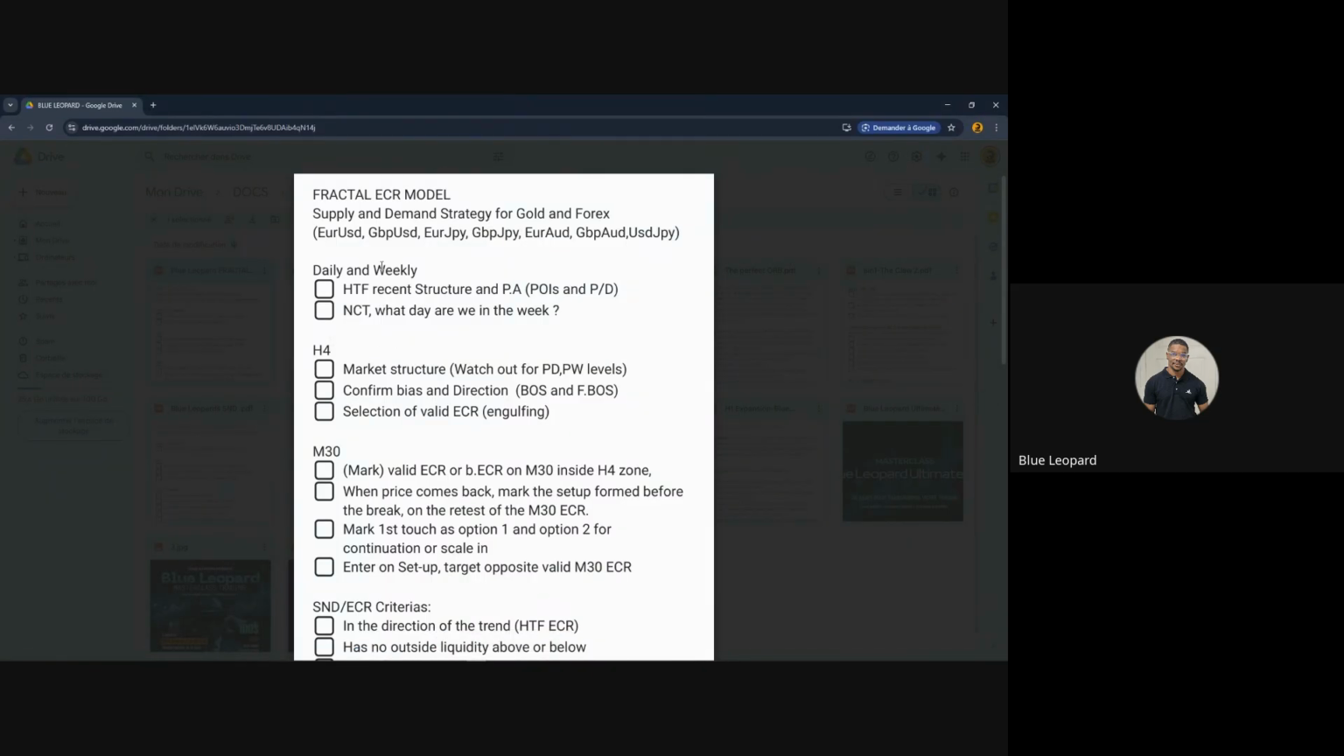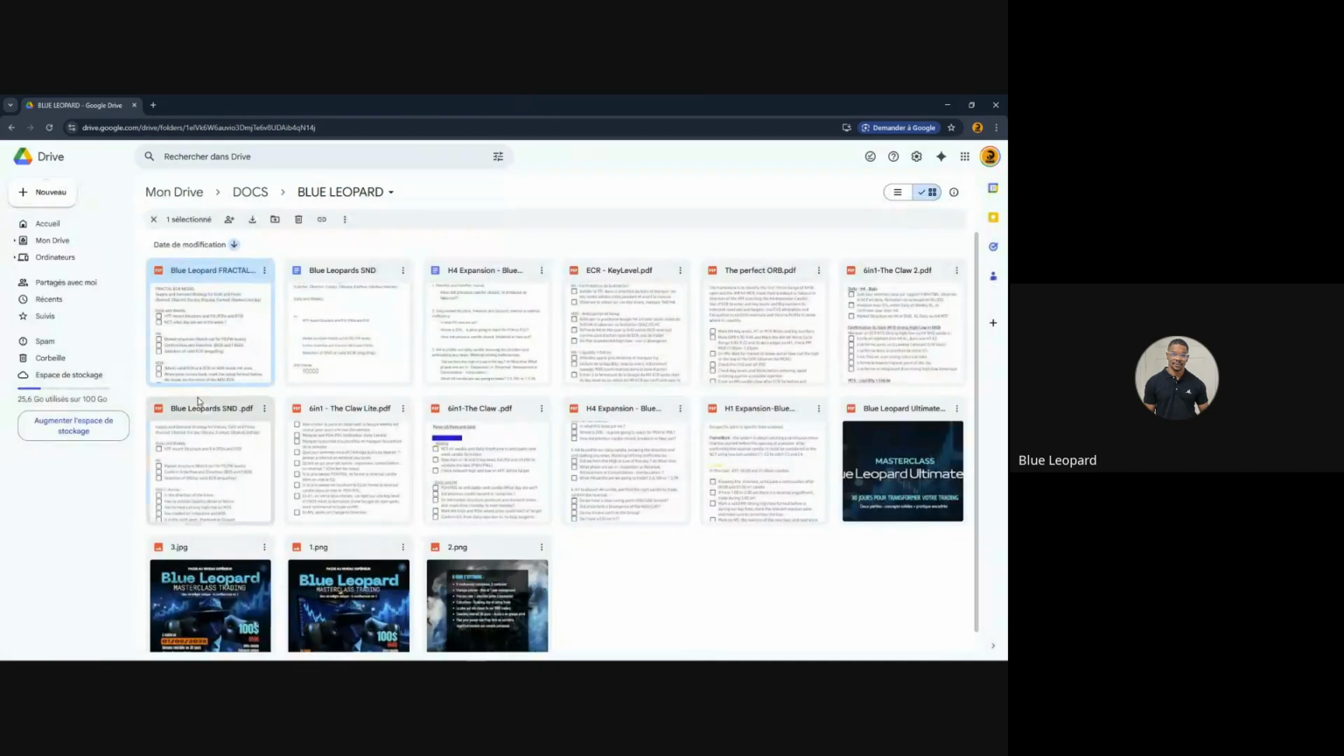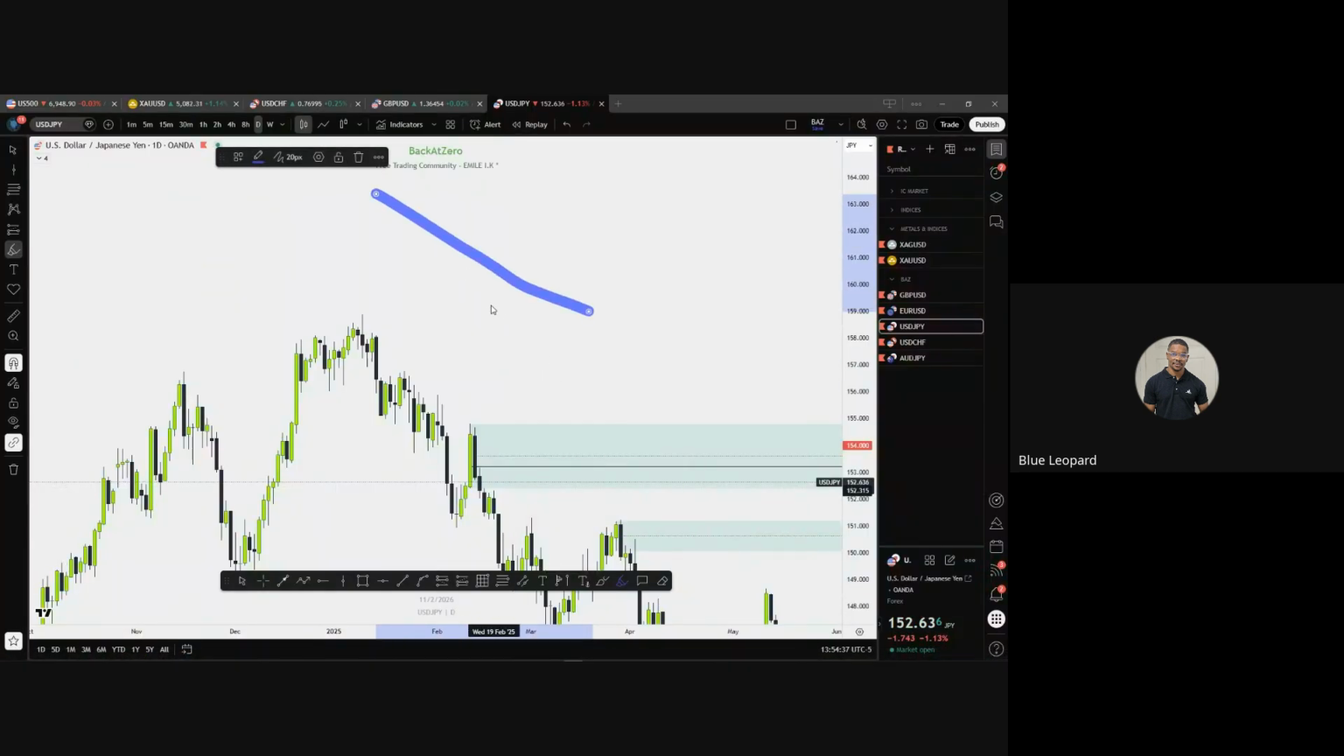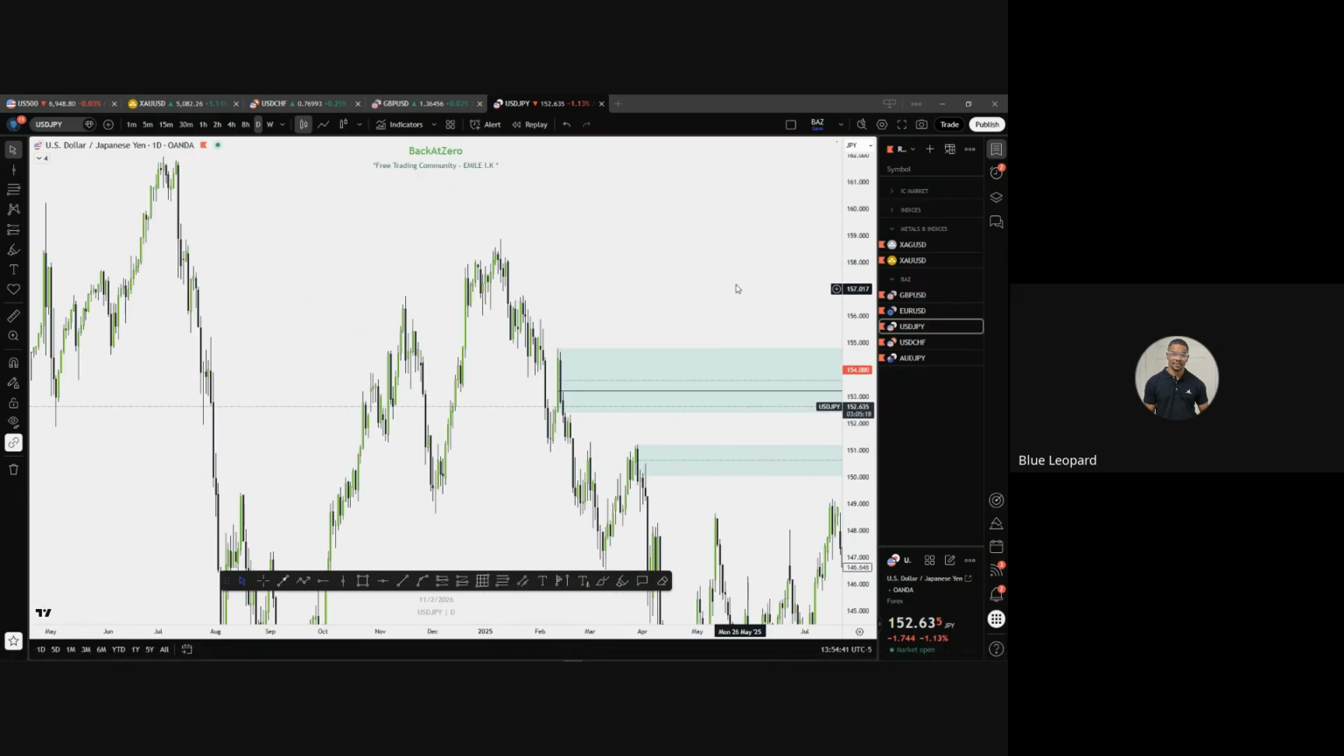So this is what you have to find here on a daily and a weekly. The rest, I've already shown you the rest. The rest is to find market structure, to confirm your bias, and select a valid ECR. ECR is engulfing candle range on H4. Okay? We can go now here. We can go back here. Let me choose here real quick. Sorry. We take this quickly. I need to show you this.